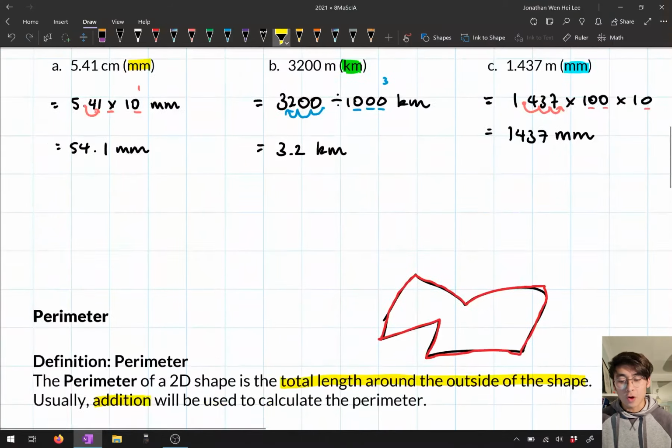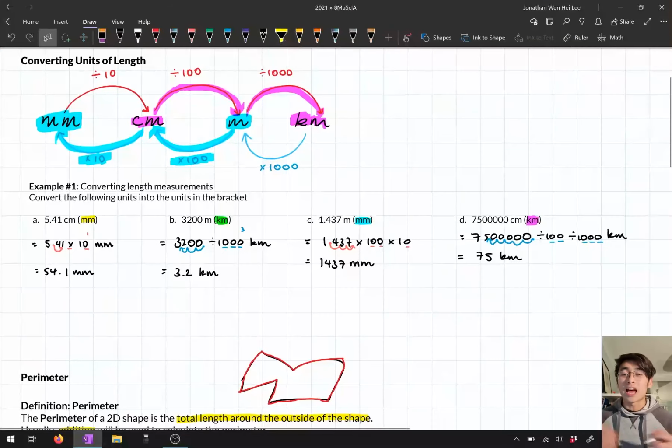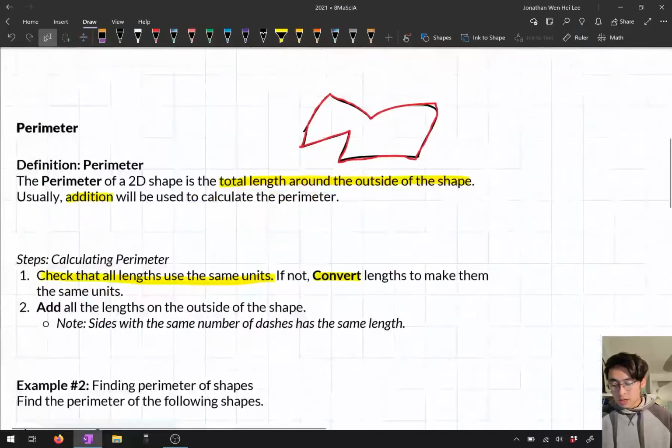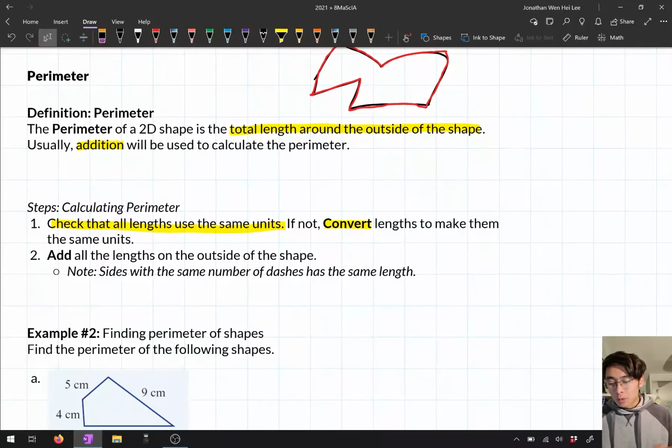So using the conversions that we did up here, if we've got different units, we need to convert them so they have the same unit. And you can choose whichever unit you would like to use. Then from there, what we want to do is add all the lengths on the outside of the shape. So we look at all the lengths on the outside and we just add them all together. And here, important note, sides with the same number of dashes have the same length.